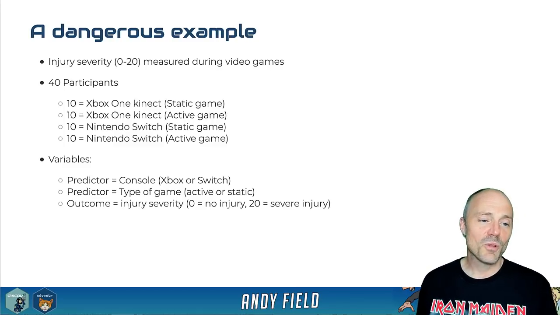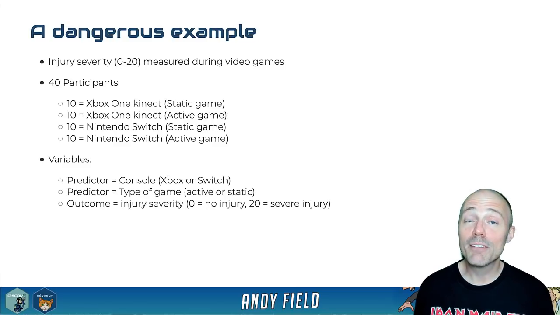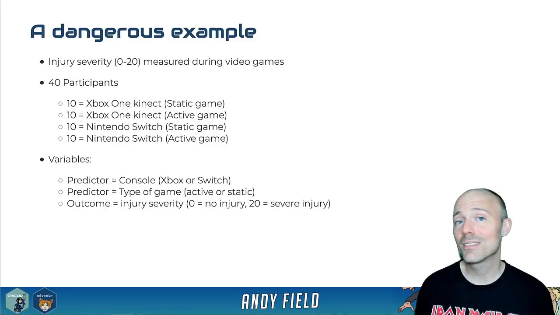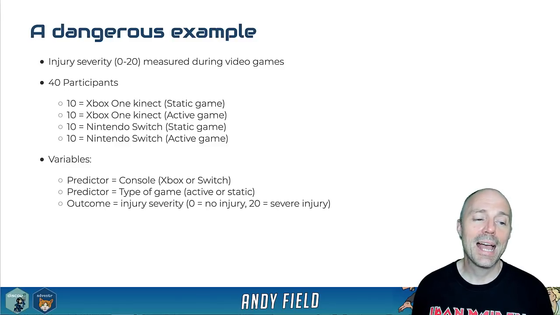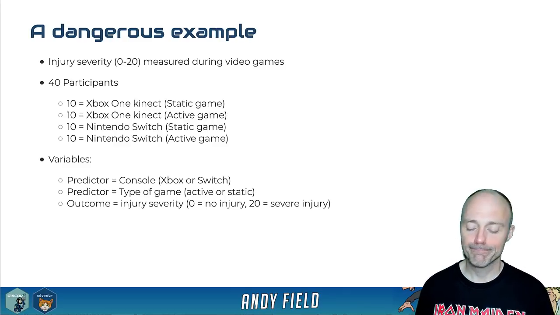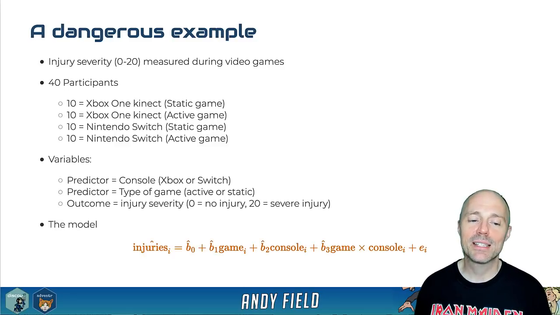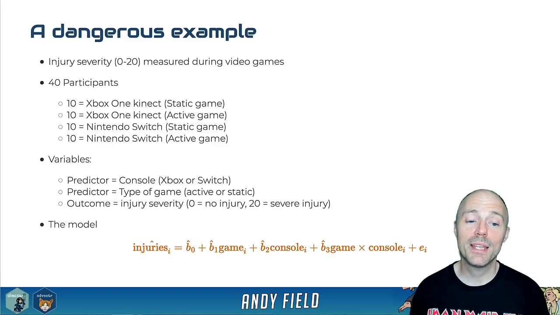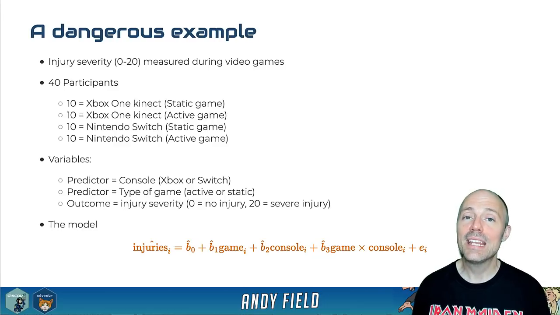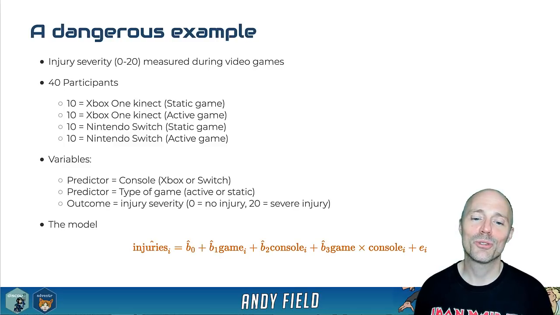So the variables we've measured, we've got one predictor, console, whether they were playing an Xbox or a Switch game. And remember, different participants played the Xbox to the ones that played the Switch. And another predictor is the type of game, whether it's an active game or a static game. And the outcome is injury severity. So the model we want to fit is we're predicting injury severity from the type of game played, the type of console that the game was played on, and the interaction between the two. So the sort of combined effect of gaming and the console used.